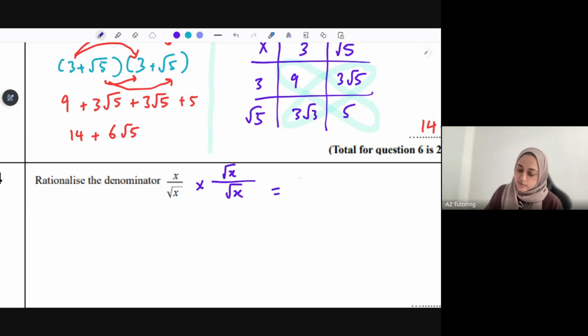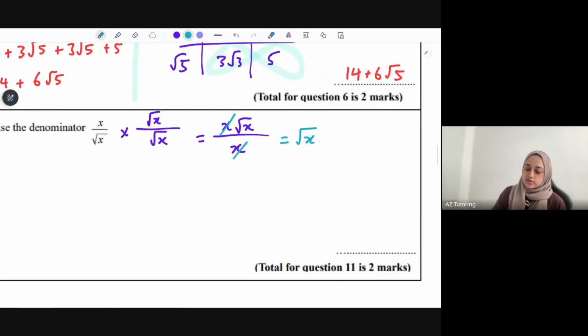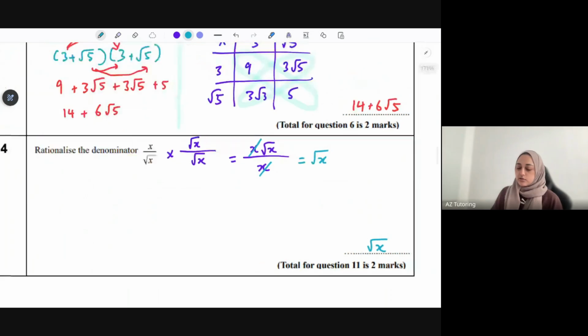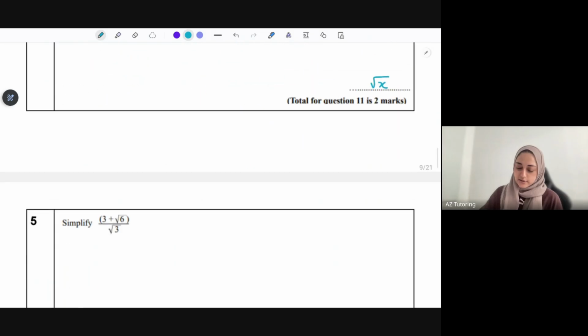So x times √x in the numerator is just x√x. And then √x times √x, the square root just cancels out, so we're left with just x. Now we can cancel out these x's because we've got one on the top and bottom. So our final answer is just √x. Again, some people get confused saying, well, that's still a surd, but it's not a surd in the denominator of a fraction, so it's fine. We just don't like them in the denominators.